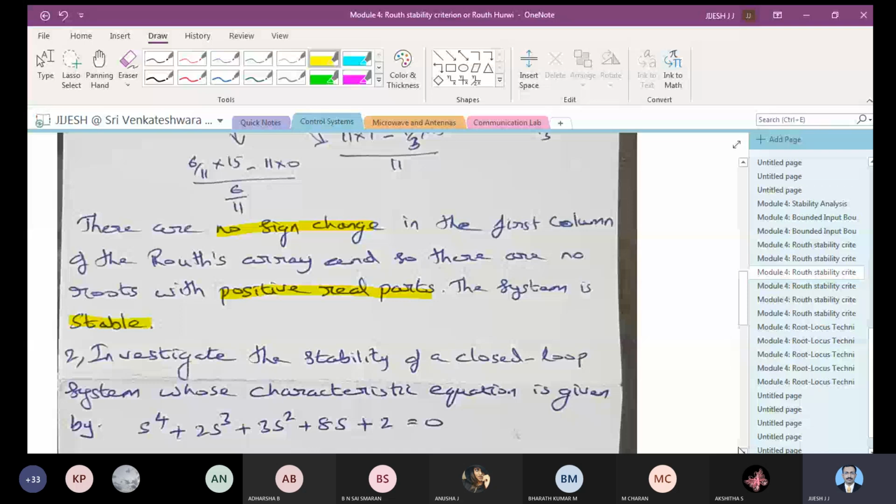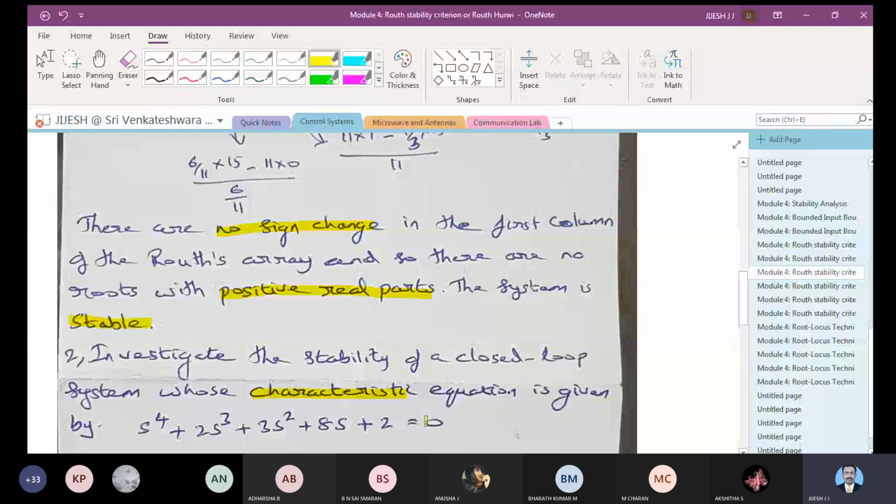Okay. So the next problem, investigate the stability of a closed loop system whose characteristic equation is given by s to the power of 4 + 2s cube + 3s square + 8s + 2 = 0. So you need to find out the stability.